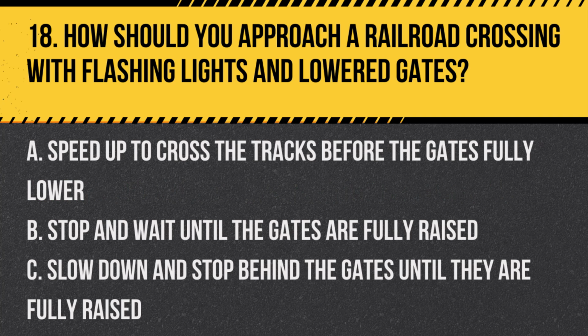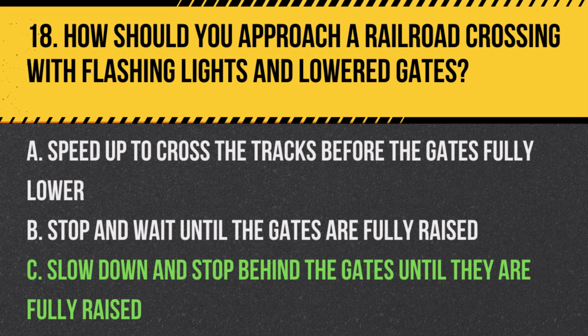Question 18. How should you approach a railroad crossing with flashing lights and lowered gates? A. Speed up to cross the tracks before the gates fully lower. B. Stop and wait until the gates are fully raised. C. Slow down and stop behind the gates until they are fully raised. Answer. C. Slow down and stop behind the gates until they are fully raised.